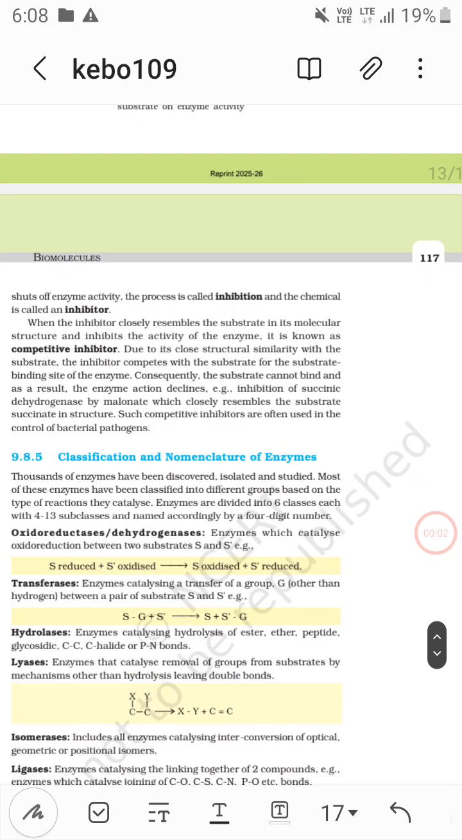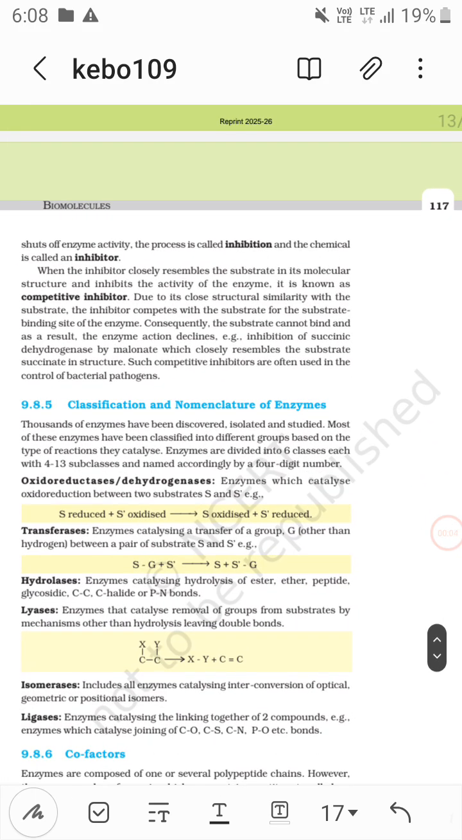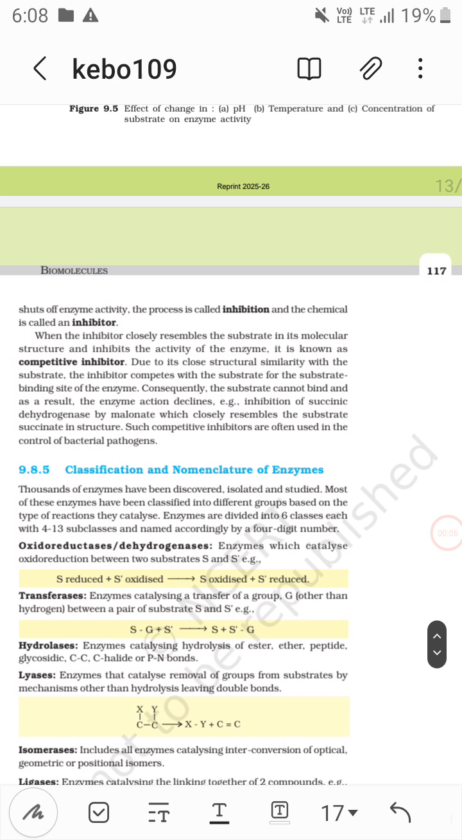Now there is the competitive inhibitor. What is that? When the inhibitor closely resembles the substrate in its molecular structure, so inhibitor and substrate closely resemble each other in molecular structure, it inhibits the activity of the enzyme. They confuse the enzyme. Now it is known as the competitive inhibitor.